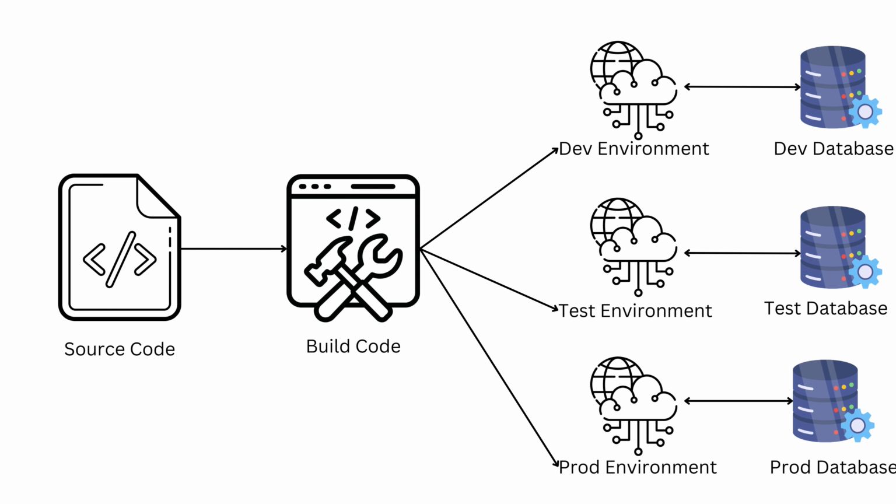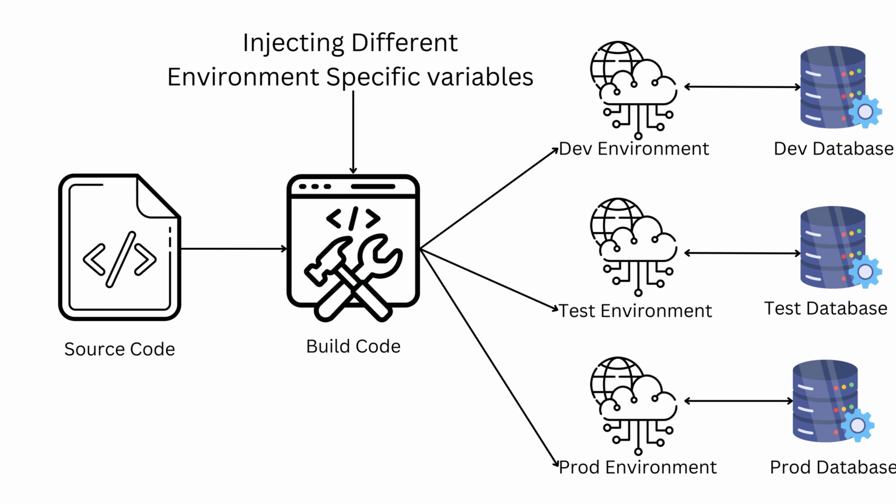But when you deploy the same artifact in multiple environments, you cannot use the same database connection URL. So in such scenarios, we have to use a library, which is called .env in this case. So you have to inject different environment-specific variables while building your code.